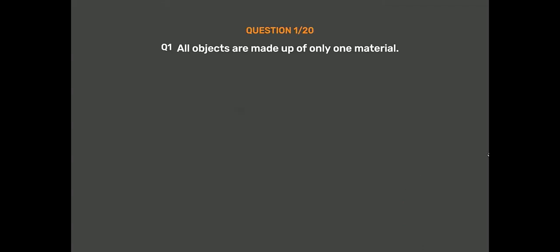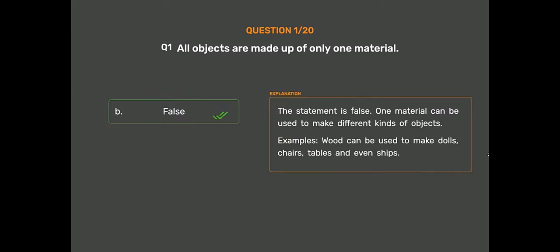Topic for today's quiz is sorting materials into groups. Question number 1. All objects are made up of only one material. Option A. True. Option B. False. The correct answer is option B. False. The statement is false. One material can be used to make different kinds of objects. Examples: wood can be used to make dolls, chairs, tables, and even ships.